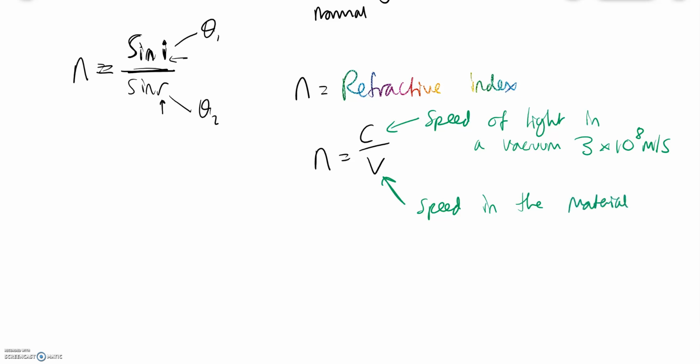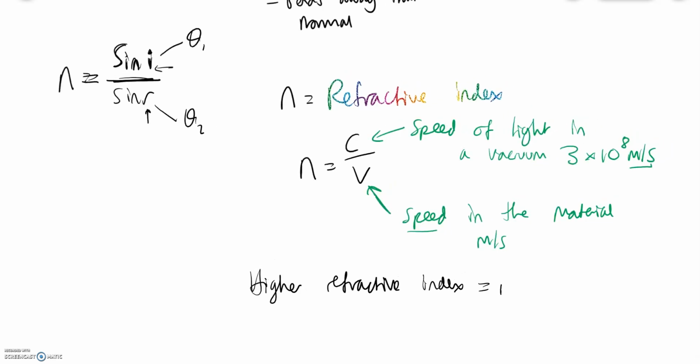So let's say we're studying glass, and we want to know the refractive index of glass. Well, you put the speed of light in the glass. If it was water you're interested in, it would be the speed of light in water. You can see why it has no units, because speed of light is in meters per second, and speed in the material is also meters per second, so the units cancel out. It's unitless, it's a ratio. It tells you how much light bends by. Remember, a higher refractive index, so higher n, equals more bending. If it's higher refractive index, the light's going to bend more.